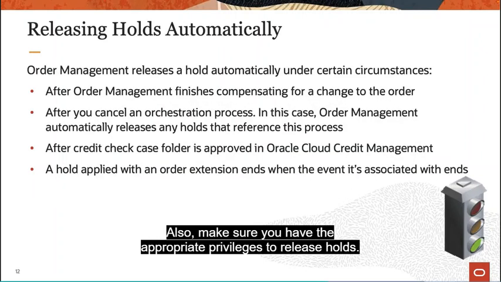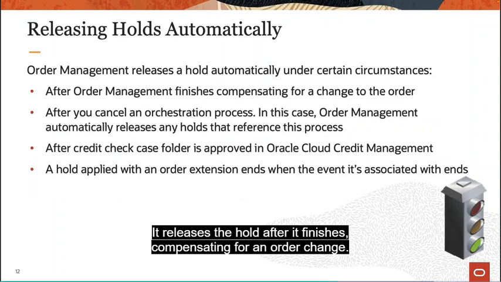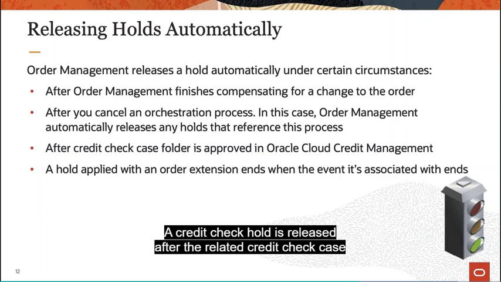Order management can also release holds automatically in certain situations. It releases the hold after it finishes compensating for an order change. It also releases holds when you cancel an orchestration process because any holds that reference that process are no longer needed. A credit check hold is released after the related credit check case folder is approved in Oracle Cloud Credit Management. Finally, if a hold is applied through an order extension, that hold ends automatically when the event it's tied to ends.